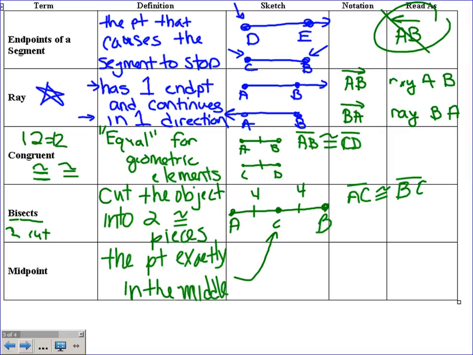Okay, you guys got midpoint down? Mid means middle, point's the point in the middle. Last page, do we have 3 left? 3 left.